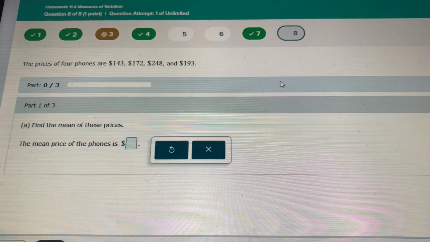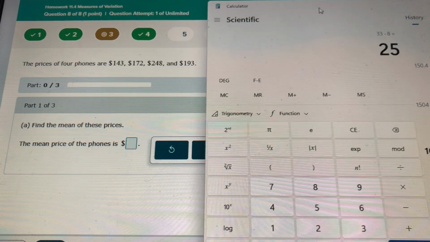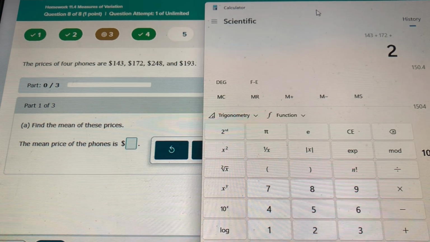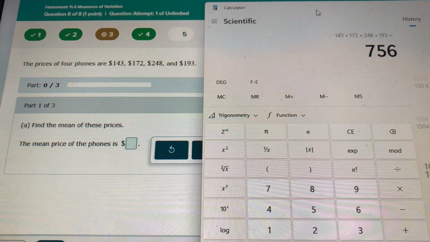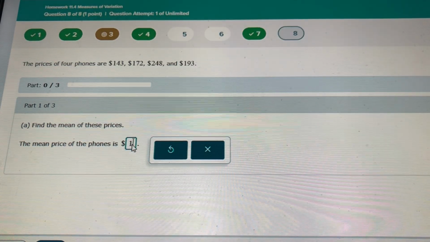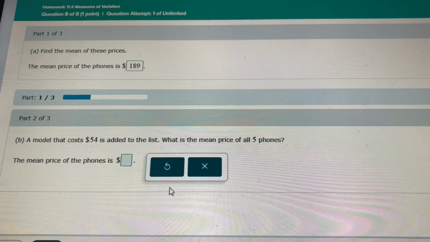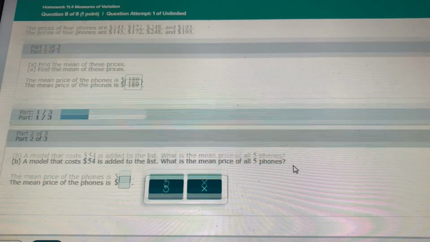And then, okay, I'm not sure what they're doing here, but they want the mean of these prices. Mean was taught in the previous section, but they're just reviewing it, I guess. 143 plus 172 plus 248 plus 193 and divide by 4. The mean is 189. Okay, I know what they're doing here. A model that costs $54 is added to the list. What is the mean of all 5 phones now?